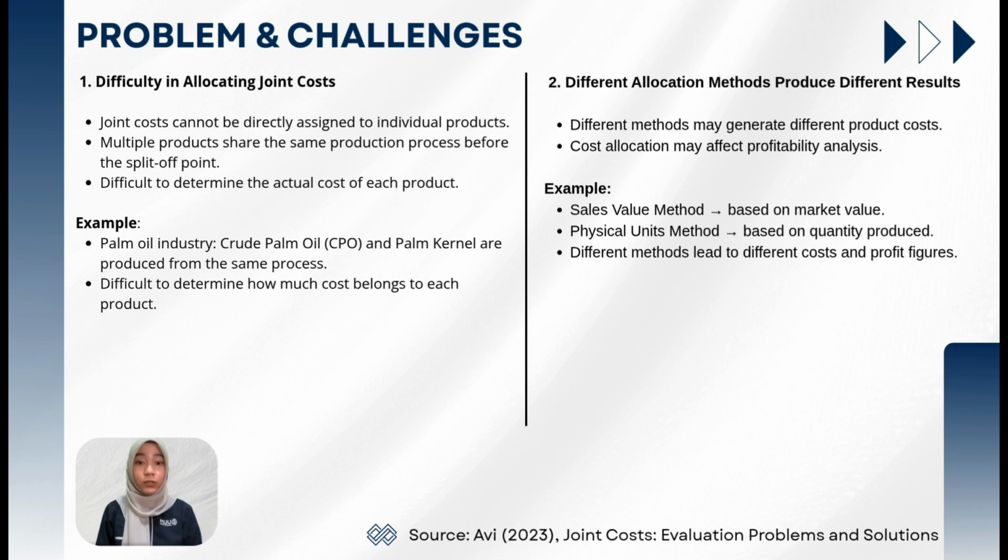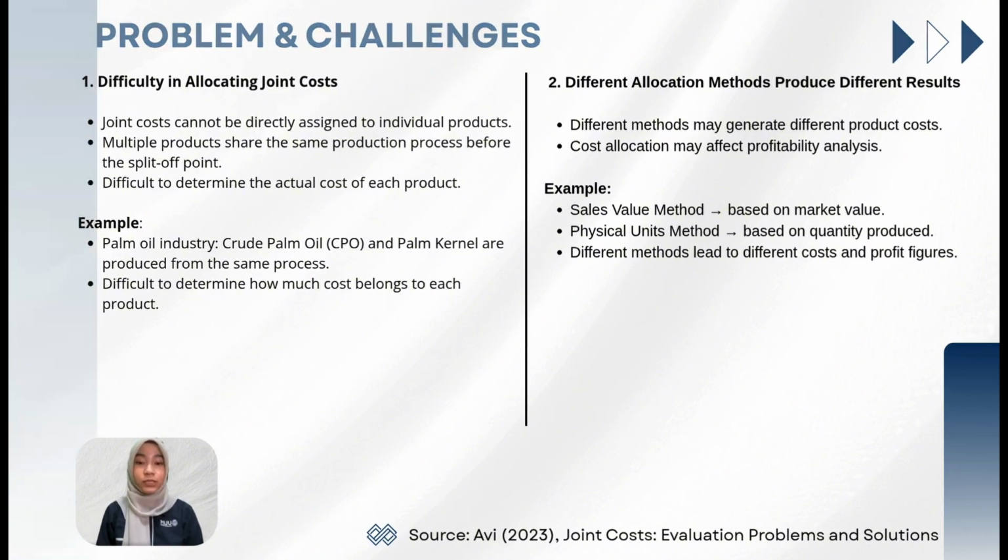However, if the physical units method is used, the costs are allocated based on the quantity produced. As a result, the cost assigned to each product can be quite different depending on the method chosen. This can lead to differing profitability results and make it harder for managers to identify the actual cost of each product. According to Avi 2023, these challenges can affect the accuracy of product cost evaluation and eventually influence management decisions.